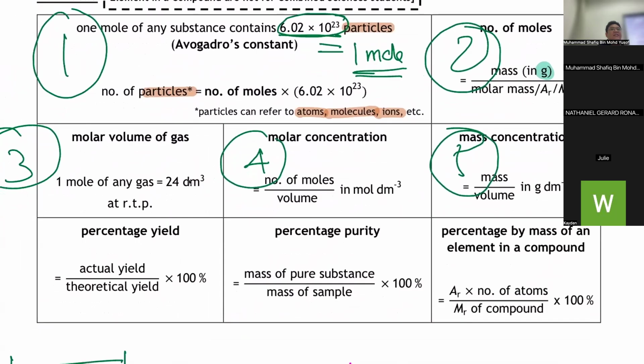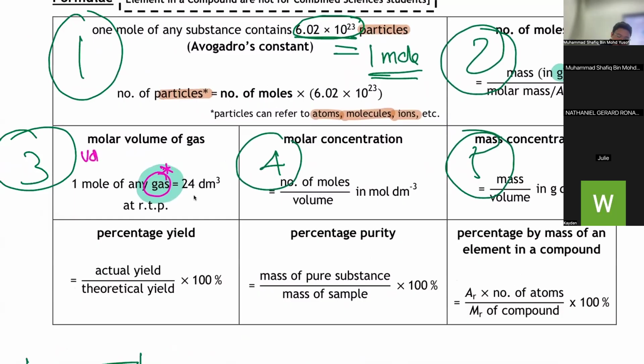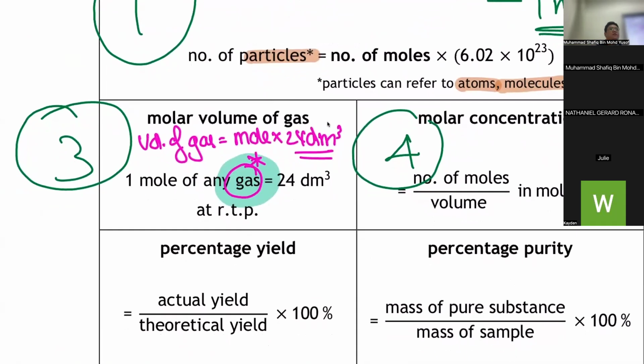Now, the third formula, this one, I want you all to be careful about. This one is only for gases. Please put a star. I think the formula is missing; I do not know why the teacher didn't write it. Can everyone include: volume of gas equals mole times 24 dm cube. That's the formula. Volume of gas equals mole times 24. I repeat, this is volume of gas.